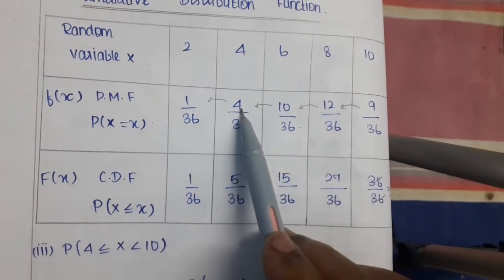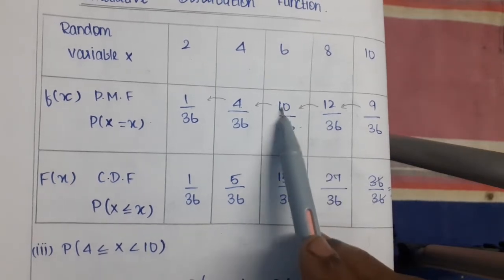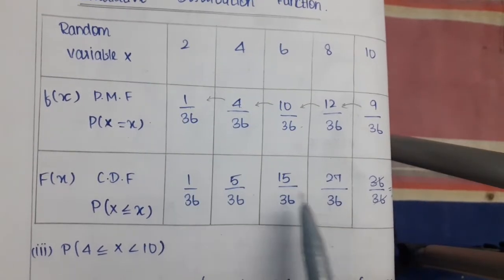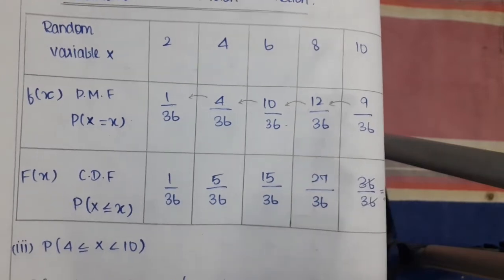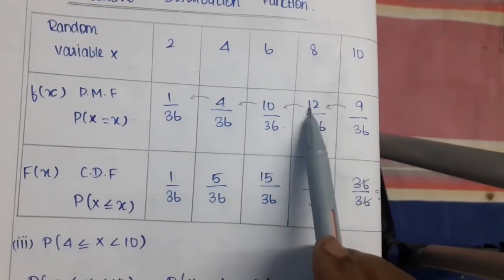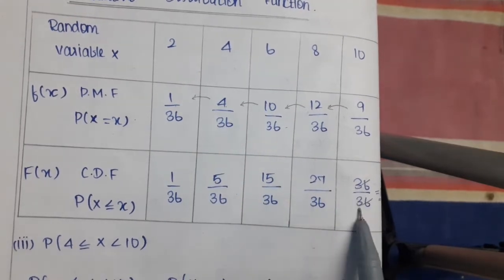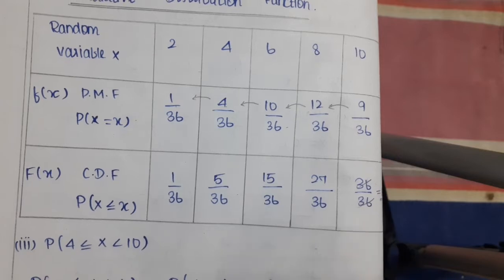Again 10 plus 4, 14. 14 plus 1 is what? 15 by 36. Again what? 12 plus 10, 22. 22 plus 4, 26. 26 plus 1 is what? 27 by 36. Last one is what? 9. 12 plus 9. 1 plus 12 plus 9 what? 21, 31, 35, 36. 36 by 36 we get 1. If we get 1 means our answer is correct.